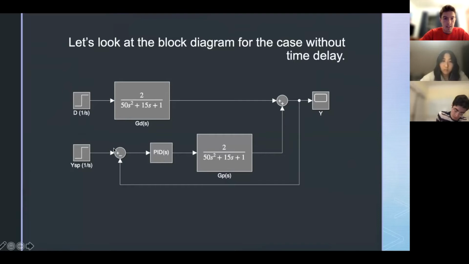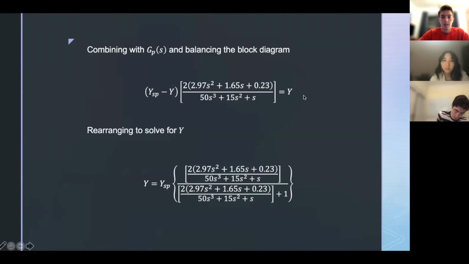So if we look at what we have going in, we have YSP minus Y times PID times GP of S is equal to Y. So of course we can rearrange to solve for Y. We're left with this kind of nasty equation on the bottom, but I promise it will simplify very easily.